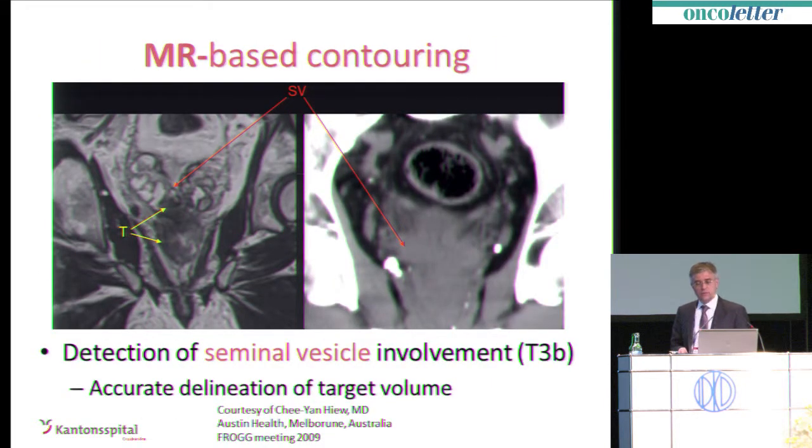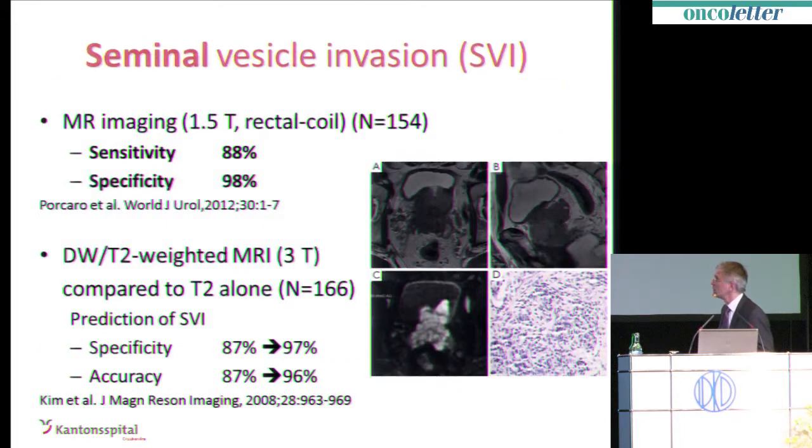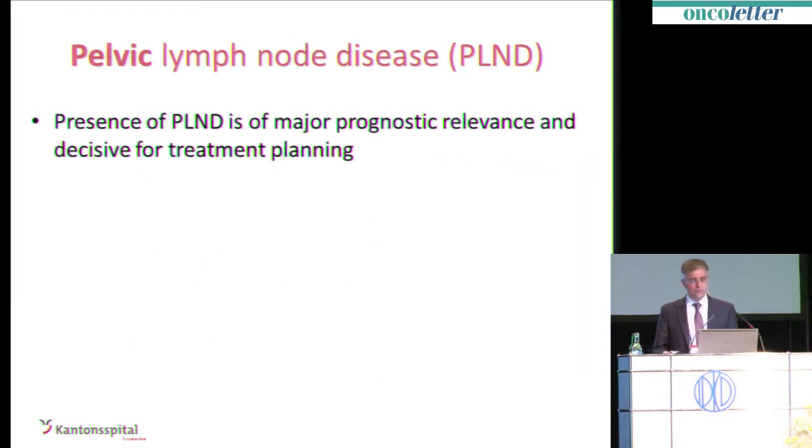Similar with seminal vesicle involvement, you can see you can much better detect the extent of tumor, which is also important. Maybe we have to extend the field like here so we don't miss the seminal vesicles, because otherwise the cancer recurs up there. Again, adding the new multiparametric modalities just increases your specificity and your accuracy in detecting the cancer in the area of the seminal vesicles. So very helpful.